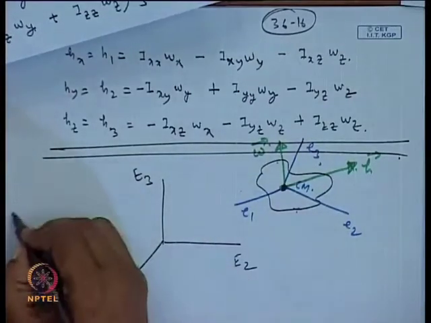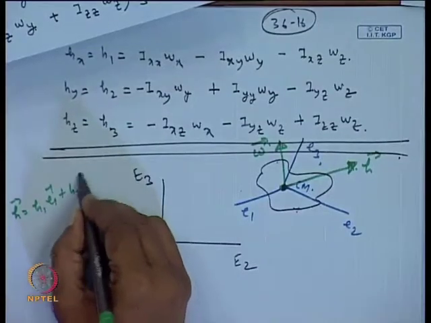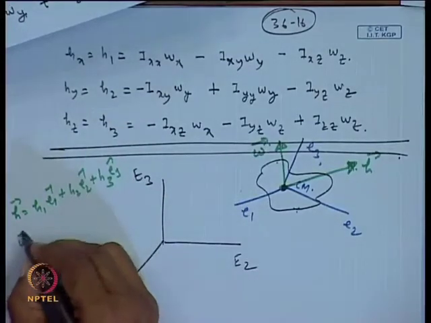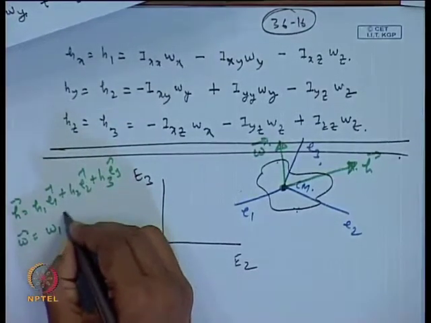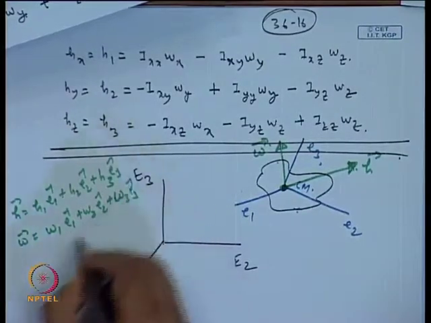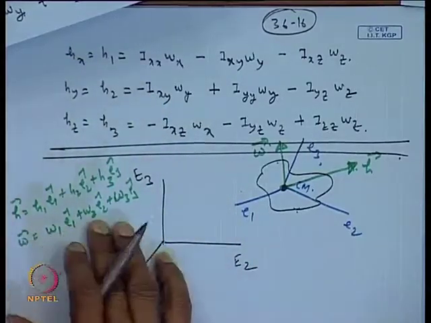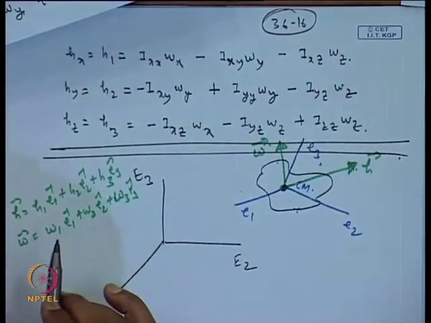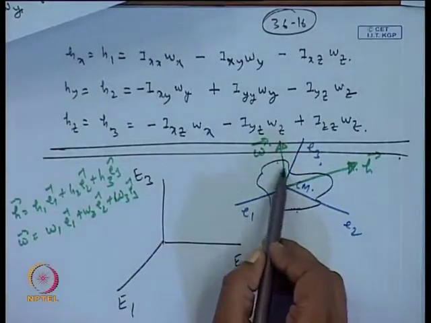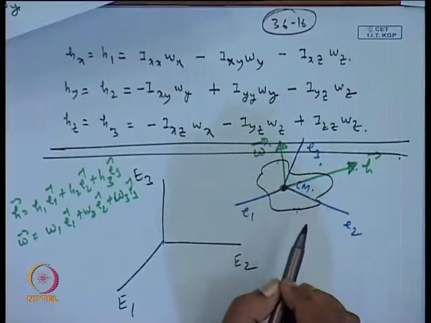So, h vector you are writing as h1 E1 cap plus h2 E2 cap plus h3 E3 cap. Okay. While omega vector you can write as omega1 times E1 cap plus omega2 times E2 cap and omega3 times E3 cap, and where this h1 and omega1 are not equal in general. So, therefore, the h and omega vectors are not in the same direction. They will coincide only if the rotational axis is also the principal axis.